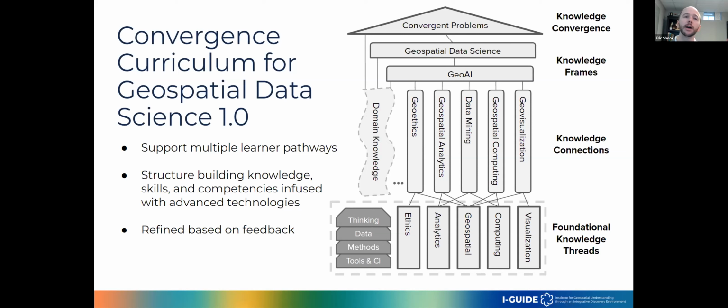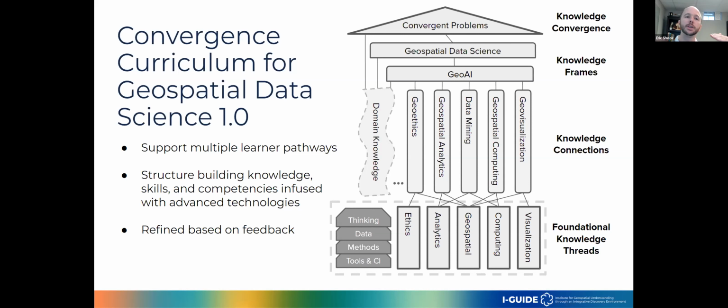If we move one level up, we then have knowledge connections. And this is where we're taking these foundational knowledge threads and mixing and matching. So if we combine geospatial and computing, you get, very inventively, geospatial computing, which is the area that I tend to work in. But we can also combine geospatial with ethics, and we get into geoethics. Now, of course, you draw on the foundational knowledge threads, but geoethics has its own advantages and disadvantages that you can talk about and learn about.